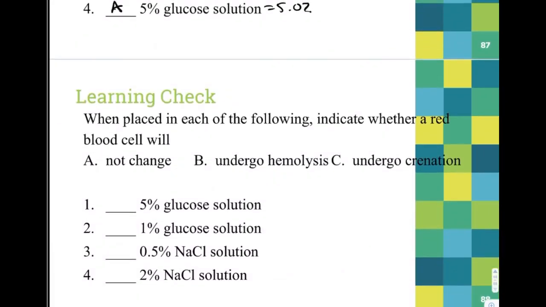All right, one last slide, one last check. Okay, so hopefully you've done this one. Always do it before we go over the answers. 5% glucose solution. Will my cells change? This is no change because this is isotonic. 1% glucose. Well, that's less than isotonic, right? And so this is hypotonic. And I want you to think about the O in hypo, like what happens to the cells. So this would be hemolysis because they get really big and they burst.